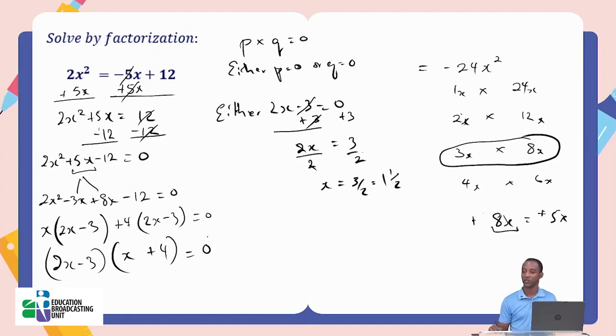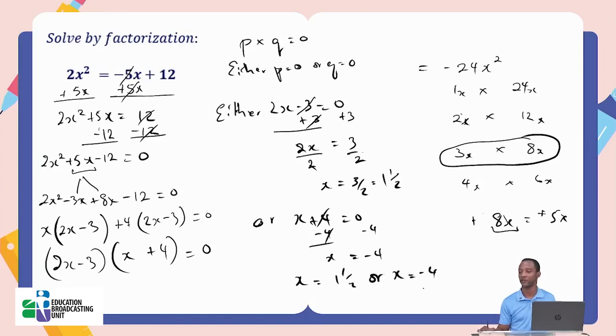Let's take the other one that we said, or x plus 4 equals 0. Now, a quantity plus 4 equals 0. So what we're going to do here, we're going to subtract 4 from both sides to isolate the x. And so we'll have x equals 0 minus 4 will be negative 4. So we have the two values of x. Either x is equal to 1.5 or 3 over 2, or x is equal to negative 4. And so we have solved for x.